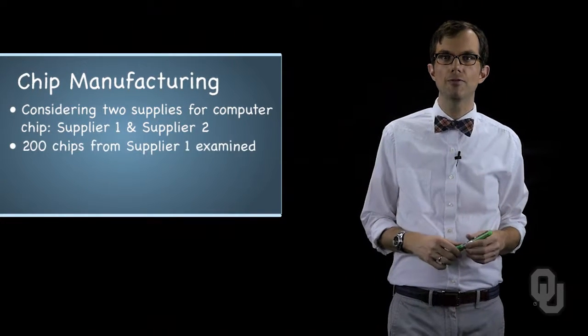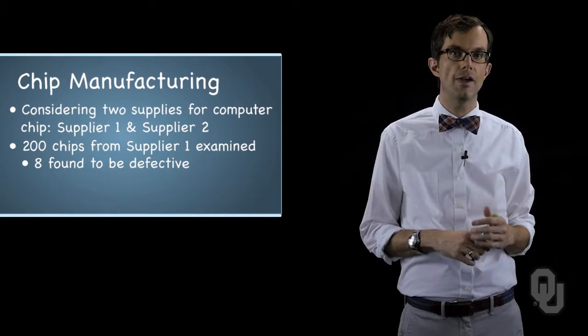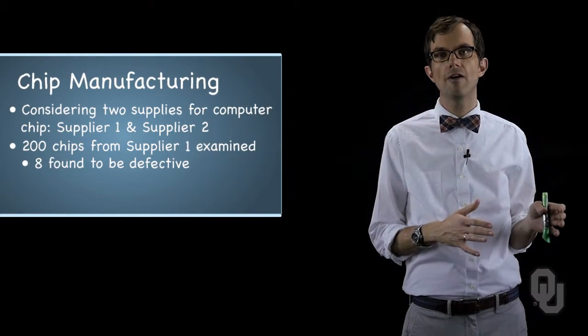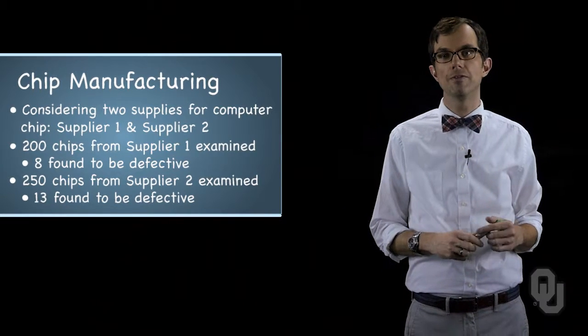A random sample of 200 chips from Supplier 1 is examined, and 8 are found to be defective. From Supplier 2, we have a random sample of 250 chips, and 13 of those are found to be defective. Okay? So here we're calling our success a defective. It's kind of counterintuitive, but that's the notation we've been using all semester.